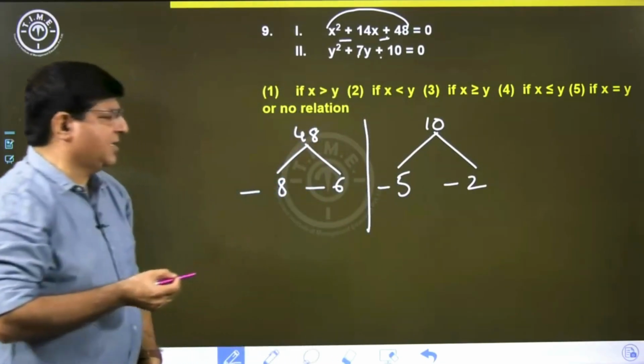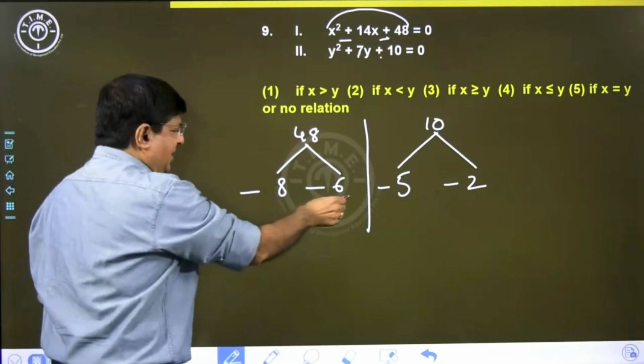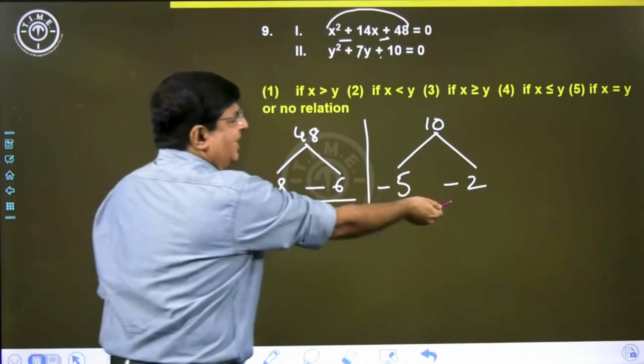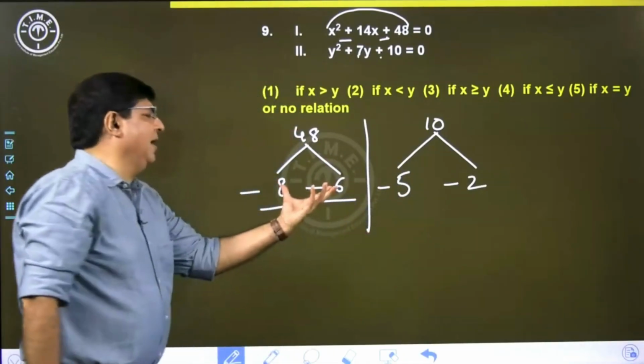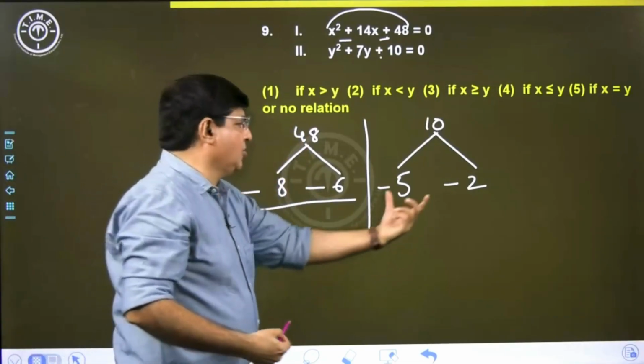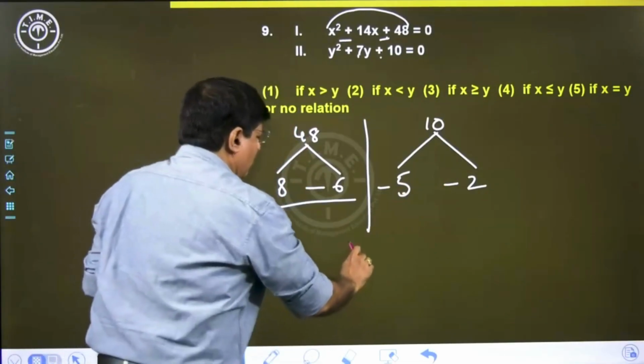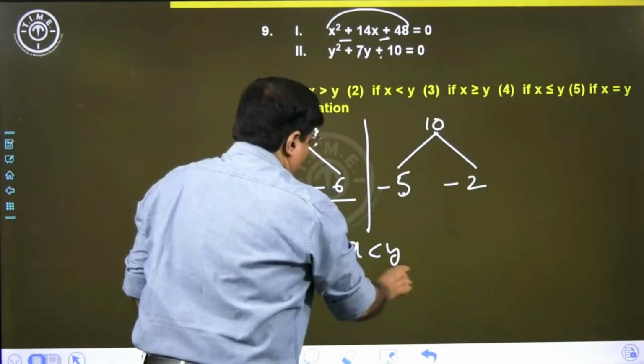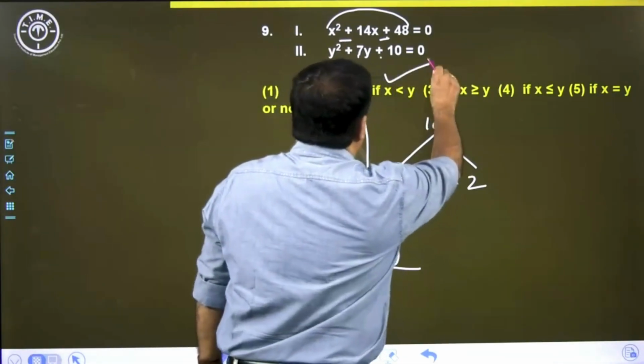So now let us compare and see. Minus, see this set is less than this set. Because these are bigger numbers, and bigger numbers with a minus sign will be less than the smaller numbers with minus sign. So x is clearly less than y. That is your answer, choice 4.